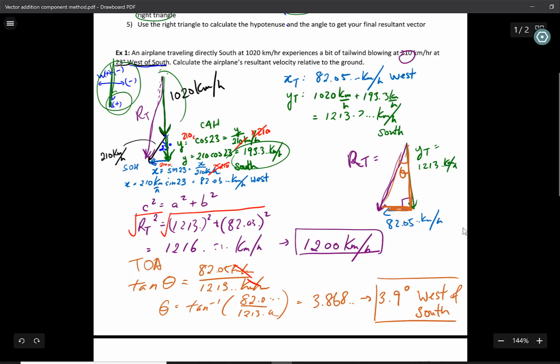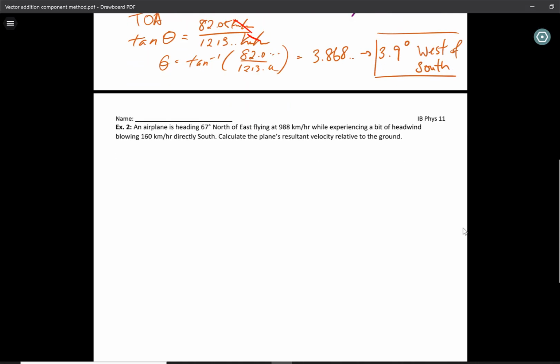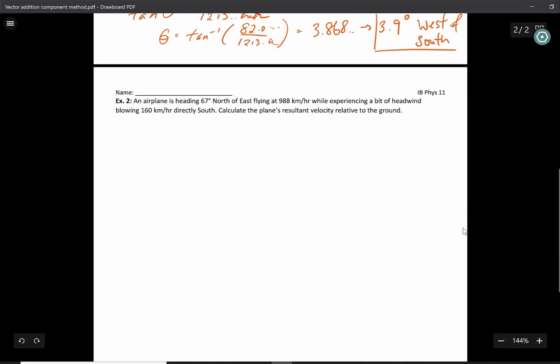Okay, so I'm going to give you a chance to try this out yourself with example 2. And don't forget, if the 2 vectors oppose each other along the same axes, you must subtract them. Okay, so you have an airplane heading 67 degrees north of east, flying at a certain velocity, but this time it's going to experience some headwind, something going against the plane, that's blowing directly south. Calculate the plane's resultant velocity. Okay, so good time to pause the video. We will go through the question afterwards.